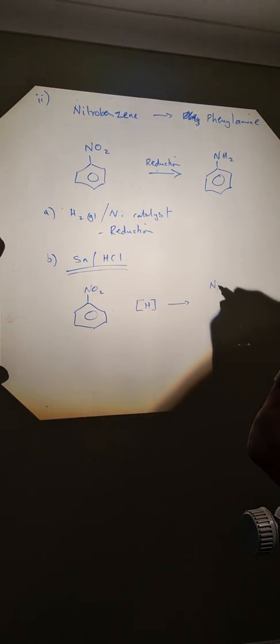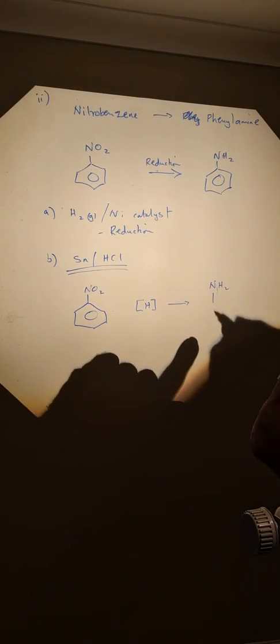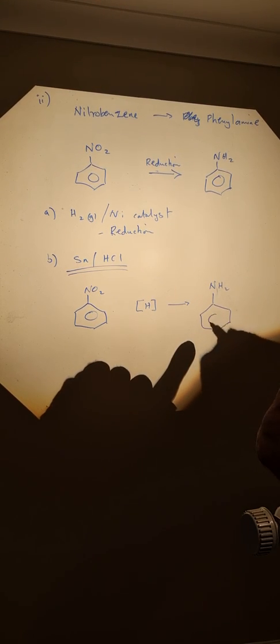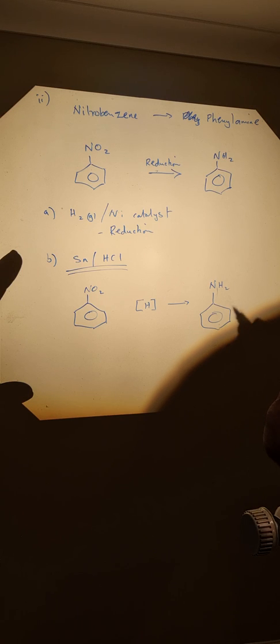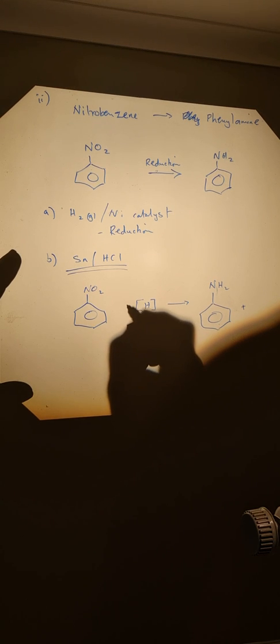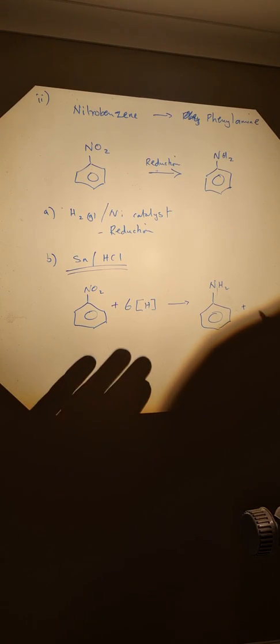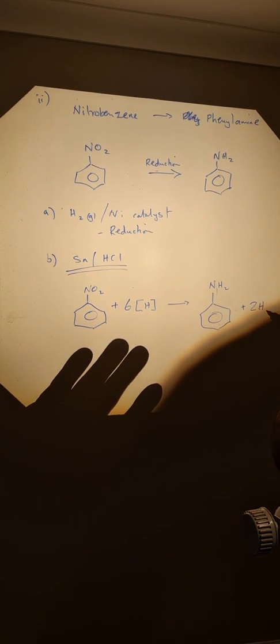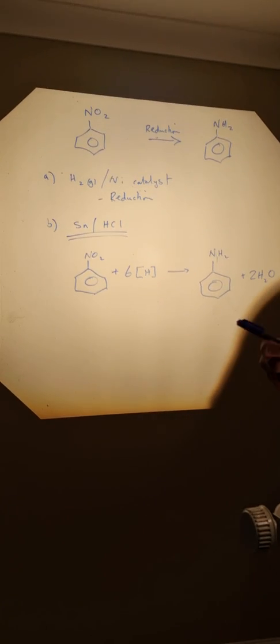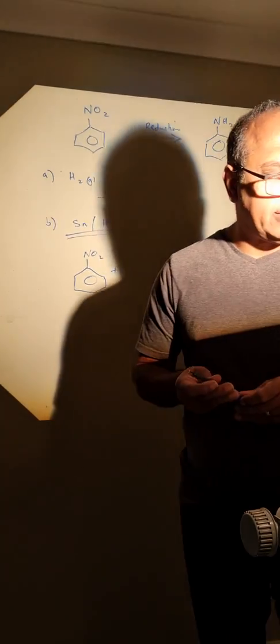not NO2, we're turning into phenylamine. So we turn that into NH2, the benzene ring goes unchanged, and we need 6 of them to balance it up, because 2 go there, the 2 oxygens that fall off are going to make 2 lots of water. So that is how we show that reduction of tin and hydrochloric acid.